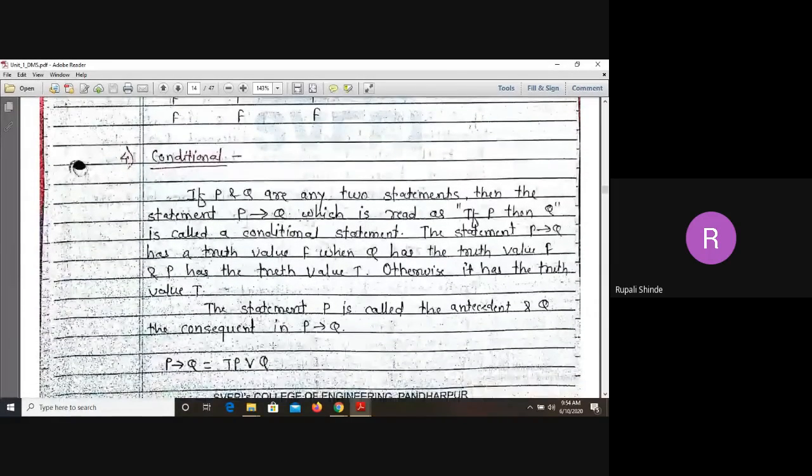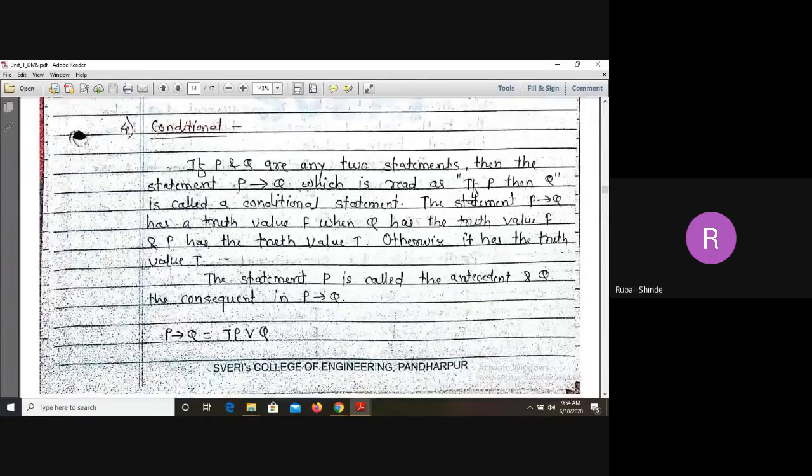So there is one equivalence formula: P conditional Q is equivalent to negation P or Q. This formula is very important because we are going to apply it to solve the examples. So keep in mind or take note of this formula: P conditional Q equals negation P or Q. Here we have to take the negation of the first variable and keep the second variable as it is, that is, negation P or Q.